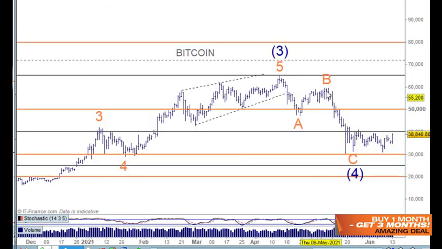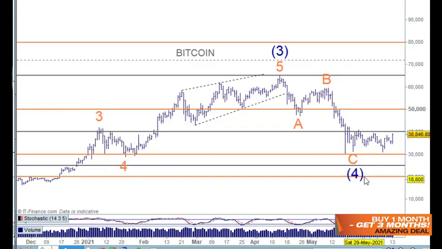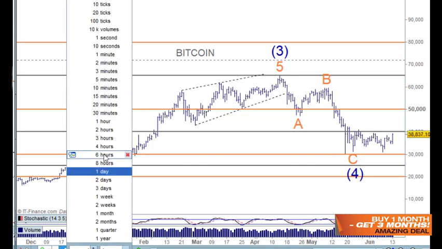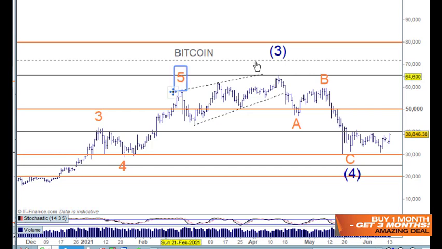So, just the simple ABC correction here. I'd been thinking about it as an expanded flat, and then somebody mentioned it to me as well, an expanded flat with this top here, and then somebody sent me a video of somebody else with an expanded flat there as well. We could just put it like this here. For the expanded flat, you could put it all the way over here, and you could have this as the A wave here.